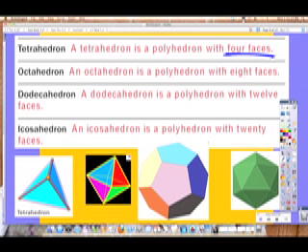Octahedron, guys, you got this. How many faces does the octahedron have? 8. So its faces are what shape? Triangles again, right? It's like a tetrahedron on top of a tetrahedron. 8 faces. They're also triangles.